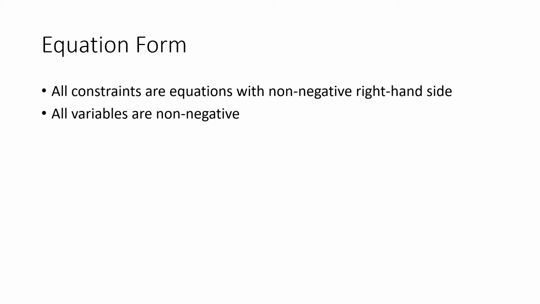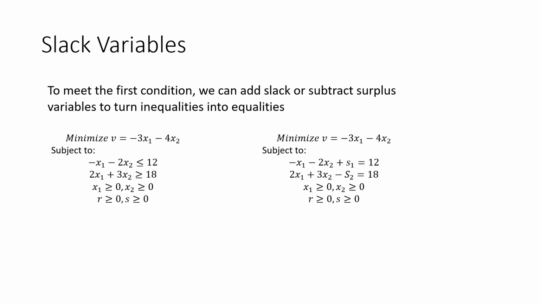We're going to be relaxing these in the future, but for now, we're going to put a couple of conditions on it. First, all constraints are equations with non-negative right-hand side. And secondly, all variables are non-negative. So what does this mean? Well, this means we have to introduce something called slack variables, or similarly, surplus variables. What is a slack variable?